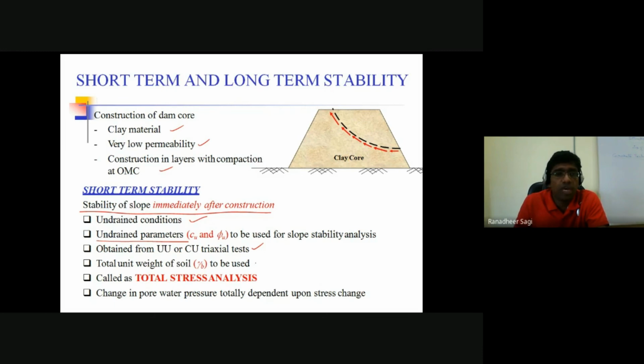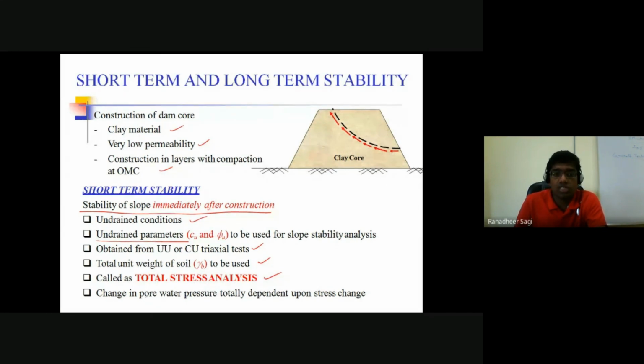So in the short-term analysis, we are going to make use of the total unit weight of the soil. That is the bulk unit weight of the soil we are going to consider, and that short-term analysis we also call your total stress analysis.